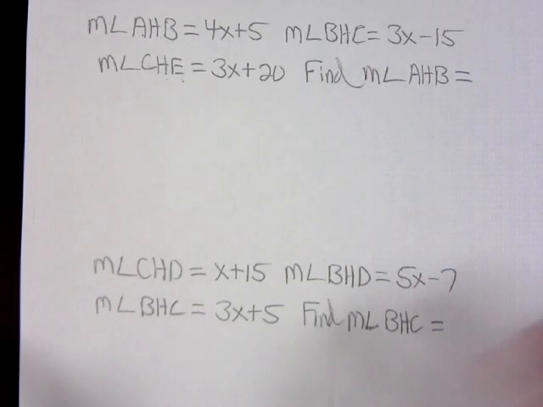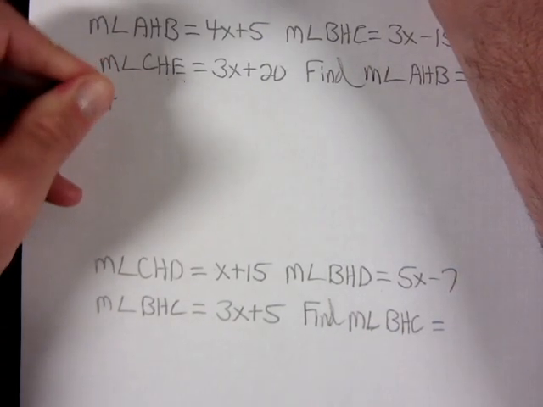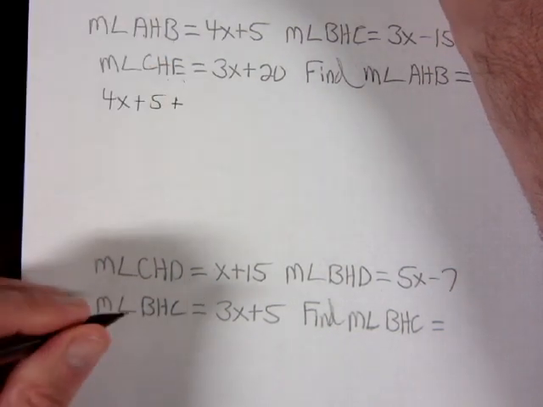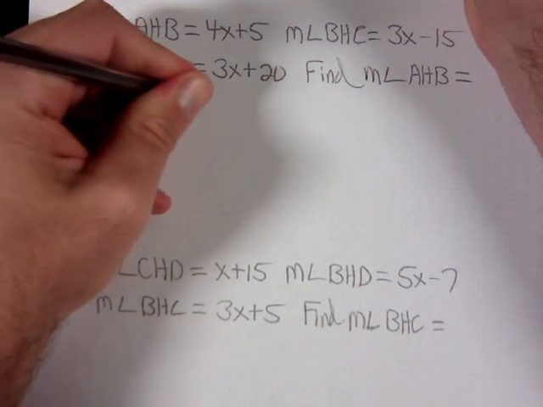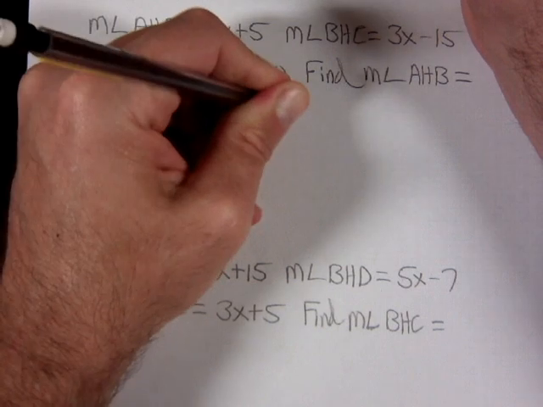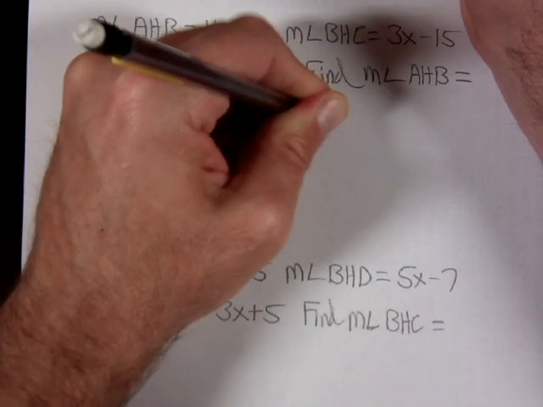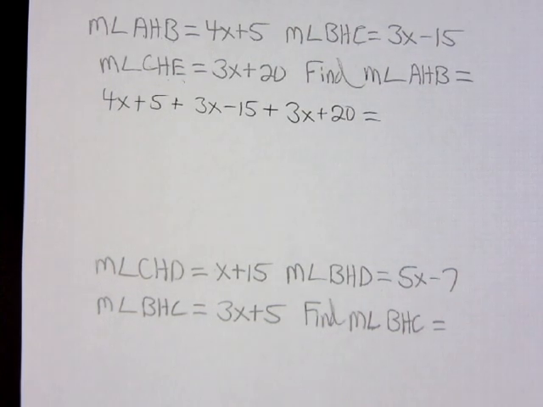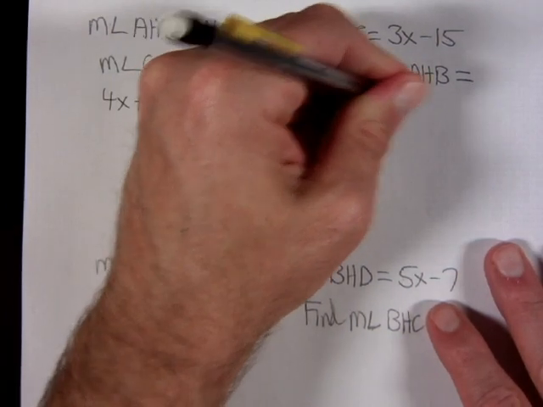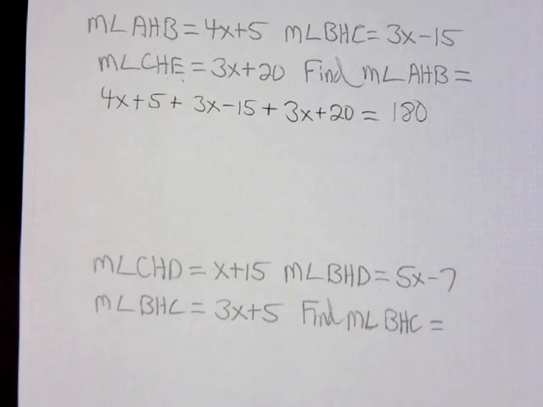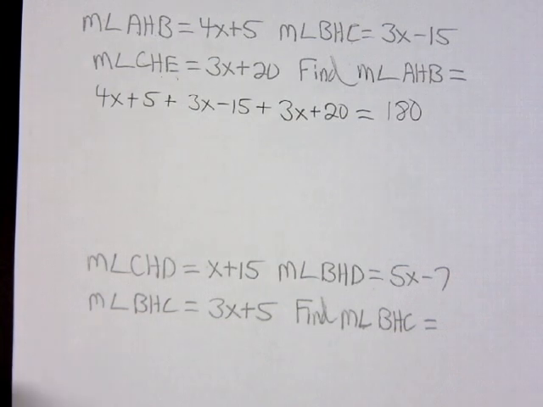So I'm going to take all 3 of these, 4x plus 5 plus the next one, 3x minus 15 plus the next one, 3x plus 20. And I know that all of these now will add up to 180 degrees because they make half a circle. So again, based on the diagram, I know the angle relationship is that they add up to 180. So now I've got an equation I need to solve.